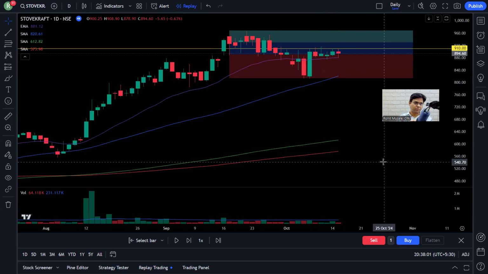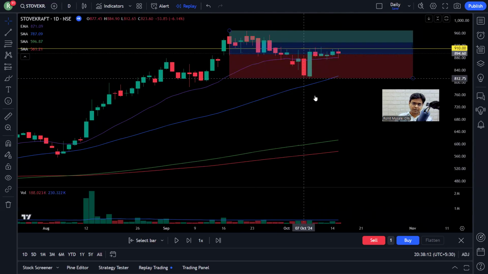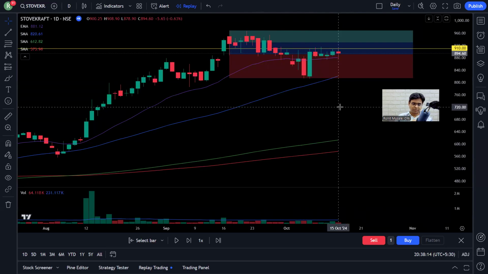Second, are there minimum 10 candles in the base? Yes. So this is point one. So I start counting from here. So 1, 2, 3, 4, 5, 6, 7, 8, 9, 10. So there are minimum 10 candles in the base.